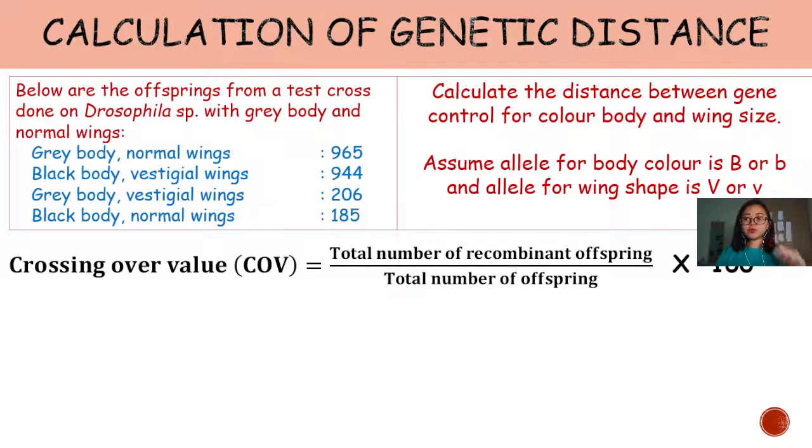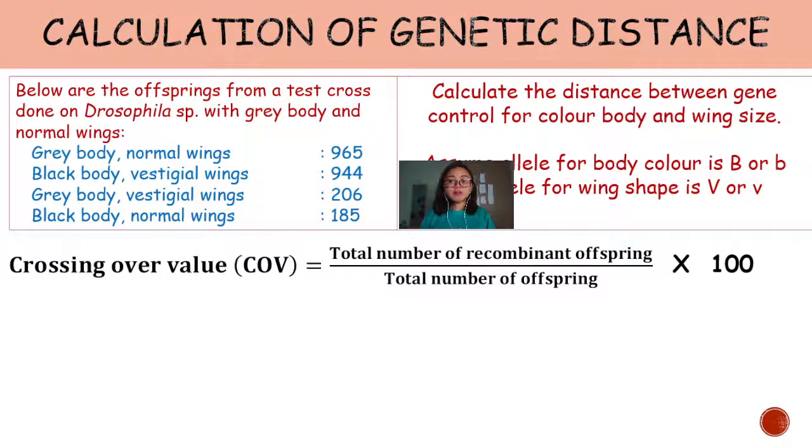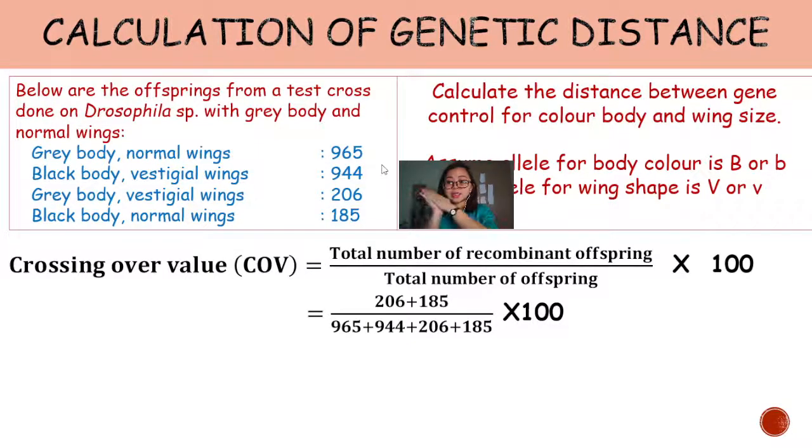So, soalan bagi juga kamu, okay, mari kita gunakan B dengan V untuk body size and wing shape. So, kita gunakan formula yang kita dapat tadi, okay, ini formula kamu perlu hafal lah. Hafal formula ini, crossing over value is equal to total number of recombinant offspring over total number of offspring times by 100. What is the total number of your recombinant offspring? Please look at the data we have here. So, kamu boleh tengok, total number of recombinant offspring is supposed to be the smaller numbers. Bilangan yang lebih kecil itu. So, here it is 206 and 185.